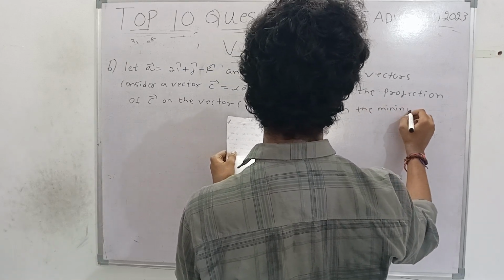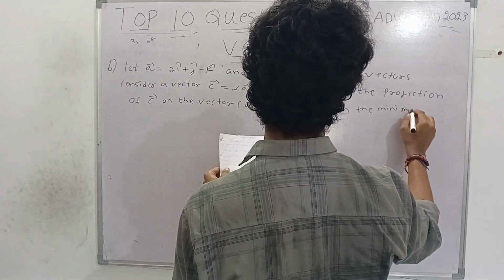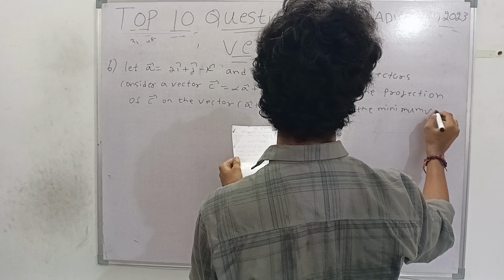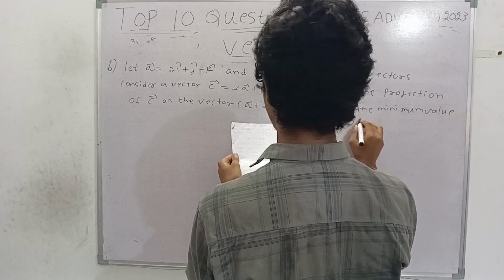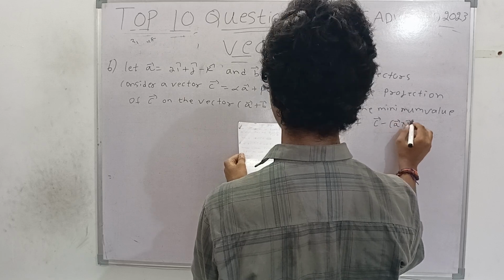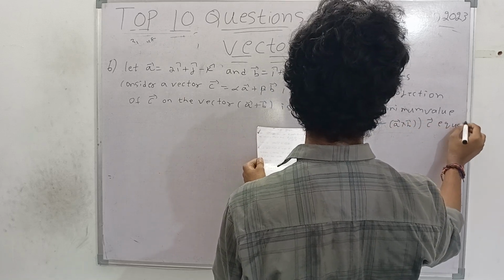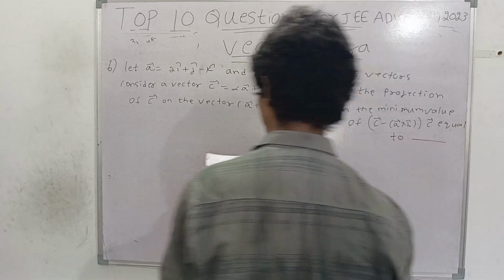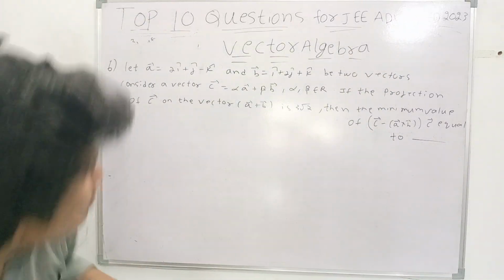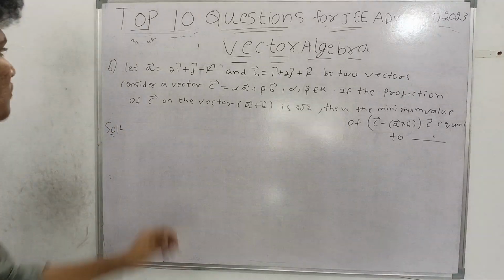Then the minimum value of C vector minus A vector cross B vector, whole C vector, equal to dash. This is the thing guys. I will make you understand the question.